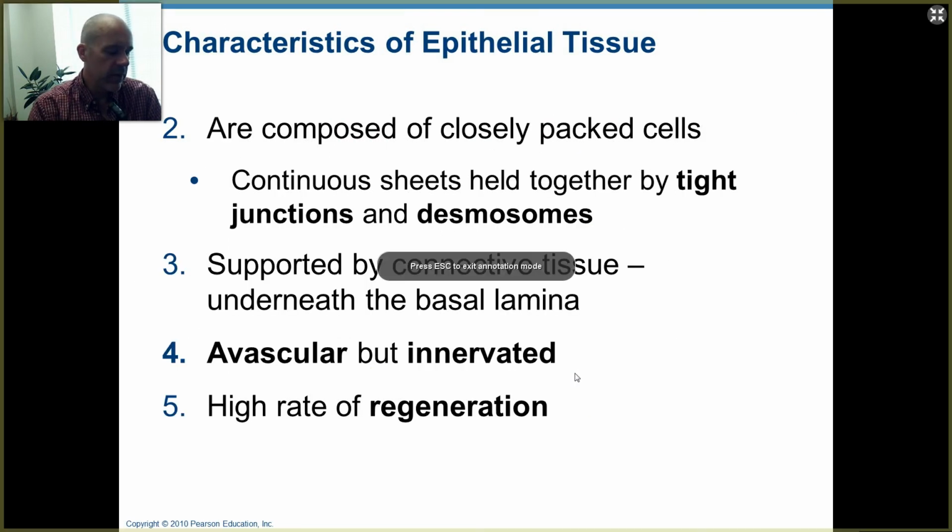All right, so as we mentioned in the first video clip for chapter 4, the cells in your epithelial tissues are very tightly packed together, so they don't have a lot of spaces in between them. So they have tight junctions. Again, that means one cell is very tightly in contact with its neighbors.